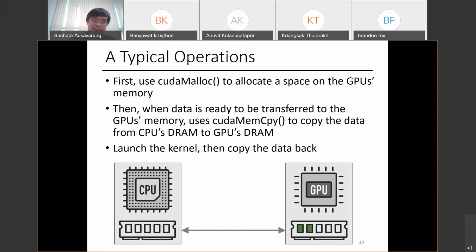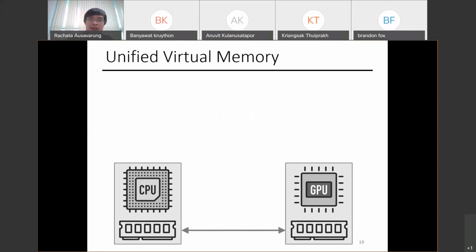Once you finish, you need to copy the data back. Now the finished data is in green. This data gets copied back to the CPU side, so the CPU can resume the execution and run whatever it wants to run. Any question about the typical operation before we cover this unified virtual memory concept?